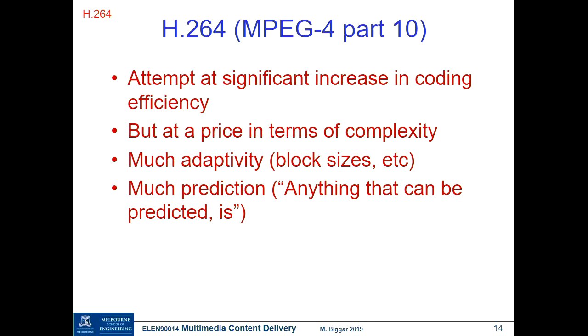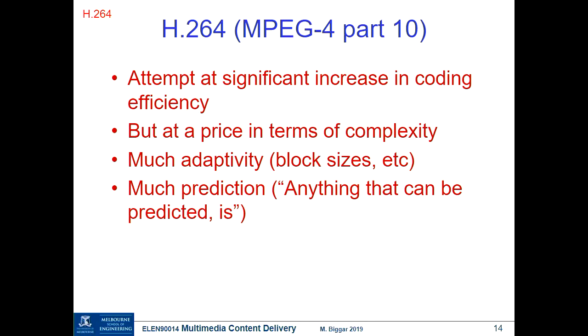But this H.264 was an attempt at significantly increasing the coding efficiency, and it was successful in doing that, but it came at a price of significant complexity. Now with our increased processing speed and cheap memory, it's easy. Our phones do this stuff, but at the time that it came out, it was quite controversial. Some people said, no, you'll never have enough processing power on a mobile phone to be able to do this. Anyway, the basic approach used to get this increase in coding efficiency was to make it highly adaptive.